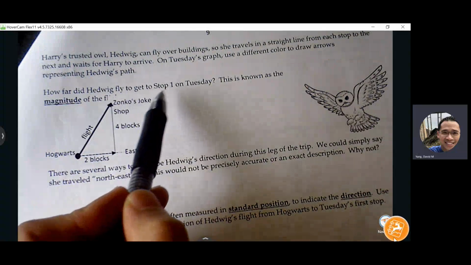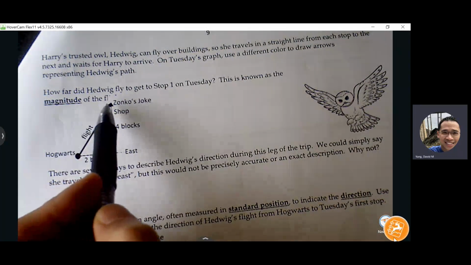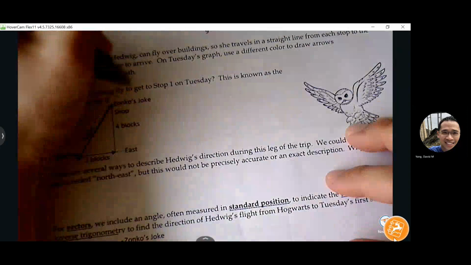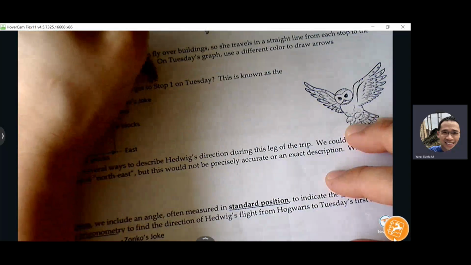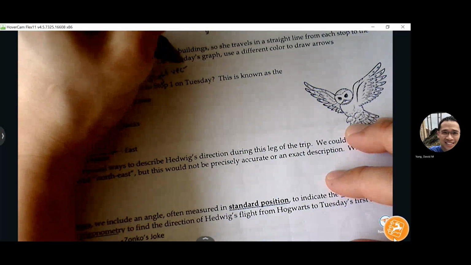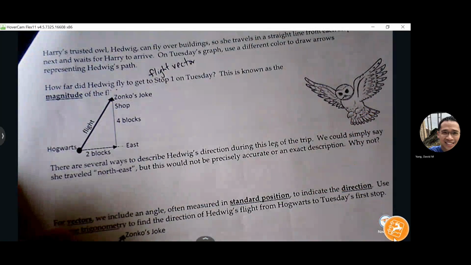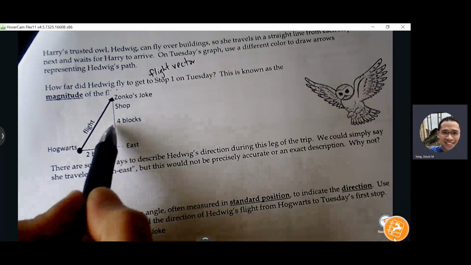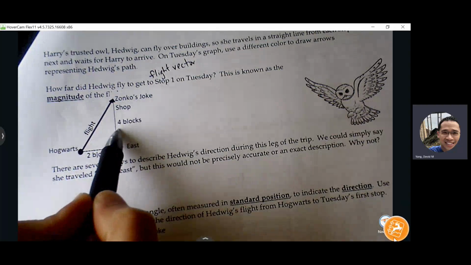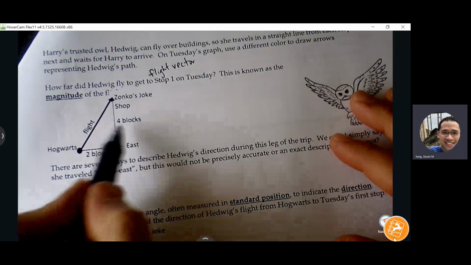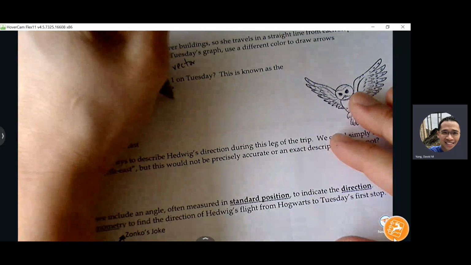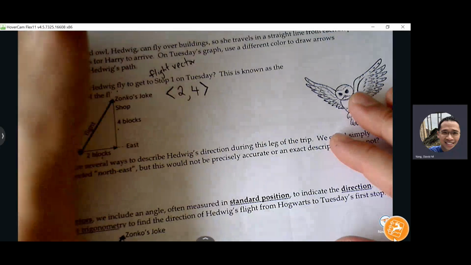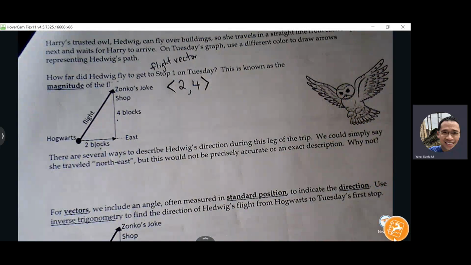How far did Hedwig fly to get to stop 1 on Tuesday? This is known as the magnitude of the flight vector. Sorry, it got cut off here, flight vector. So we know he's going 2 blocks east, 4 blocks north. This is your A and that's your B. Imagine that is your component form. Right, and again, we talked about how if you have your component form, that's all you need to find magnitude and direction. Right?